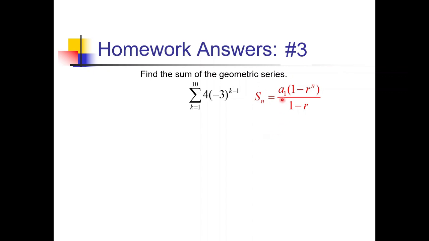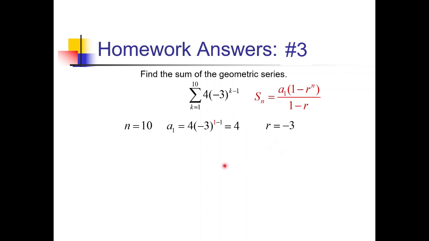To make this work, we need the first term, the r value, and an n value. The n value in this case is going to be this 10 up here. Since we're starting at 1 and ending at 10, there are 10 items here. For a sub 1, I just need to plug the lower limit of summation, which happens to be 1, into this formula. So 4 times negative 3 to the 1 minus 1. 1 minus 1 is 0. Negative 3 to the 0 is 1. So 4 times 1 gives us 4 for that first term. And then the r value is the thing that I'm raising to the power here, so that's this negative 3 right here.